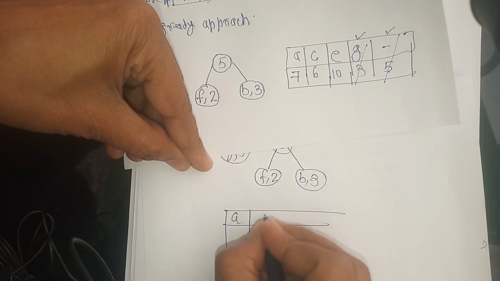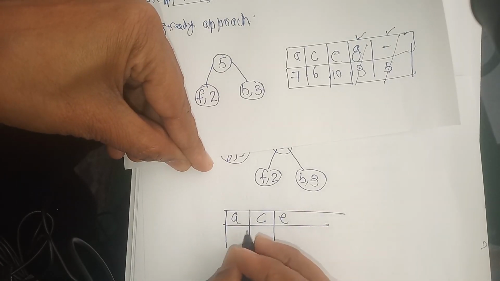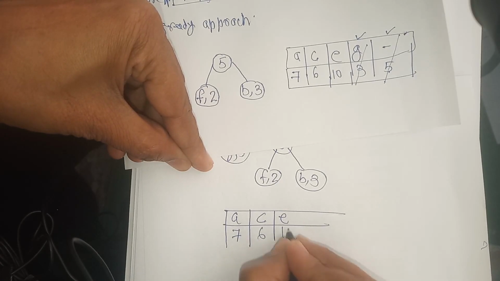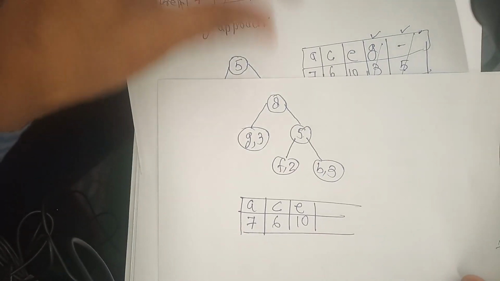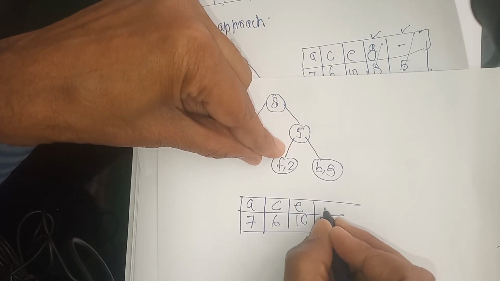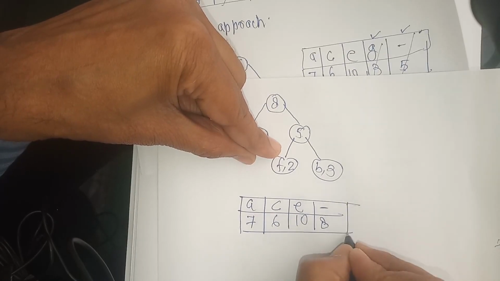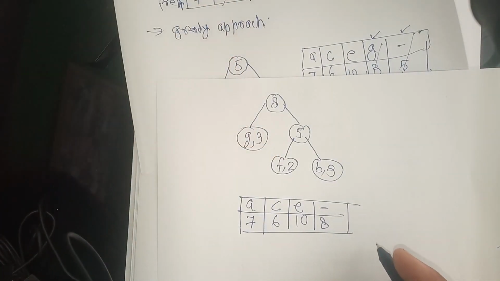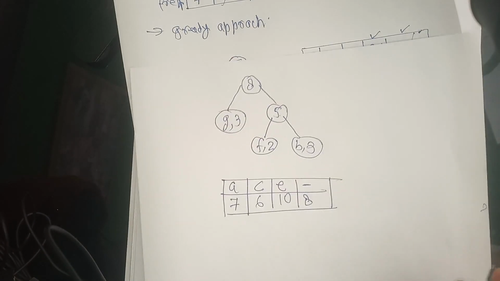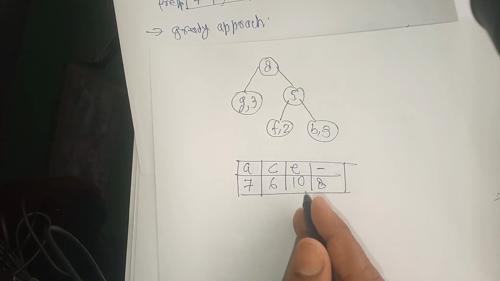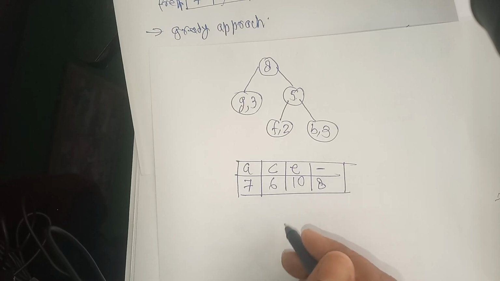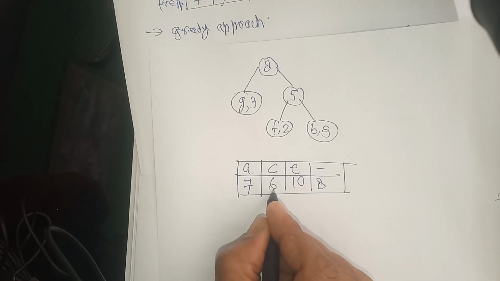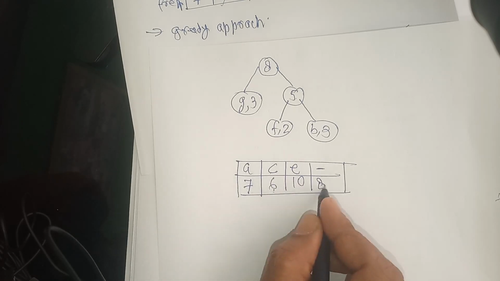A, C, E are left, whose frequencies are 7, 6 and 10, and one more node having frequency 8, and that node is actually a tree. We can give some label to these trees, or we can just remember them. So now again we have to repeat the procedure, and we have to find out from the table which are the characters having lowest frequency. So here 7 and 6, A and C, frequency is lowest in the table.